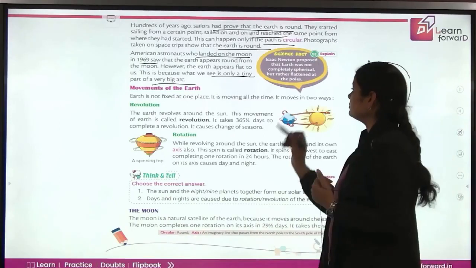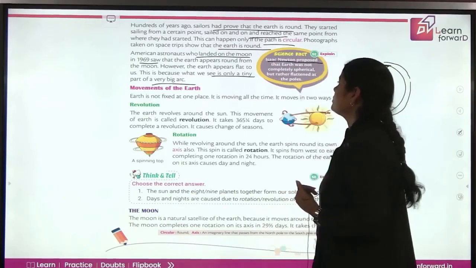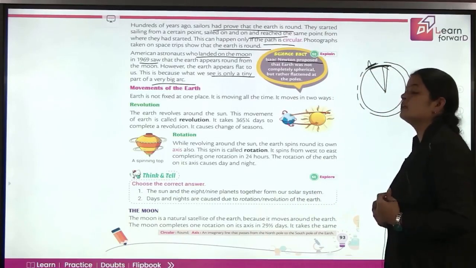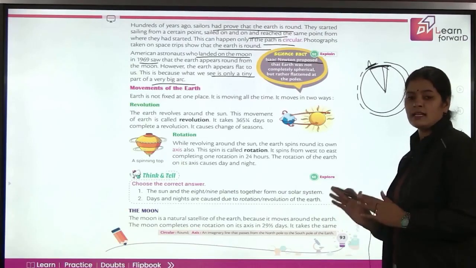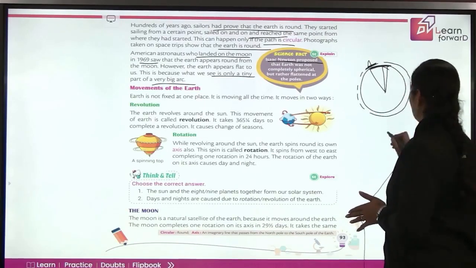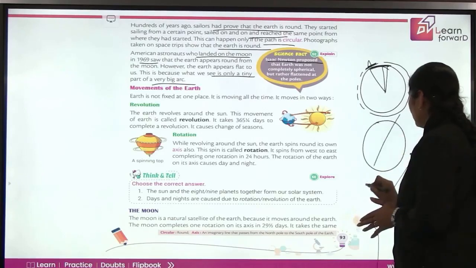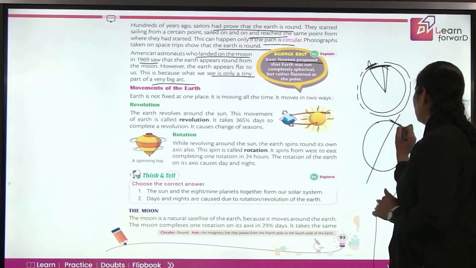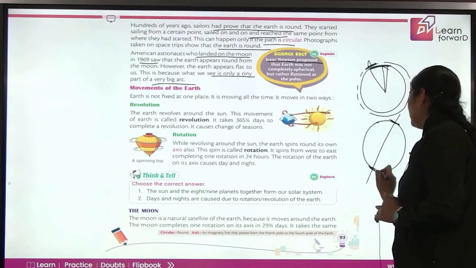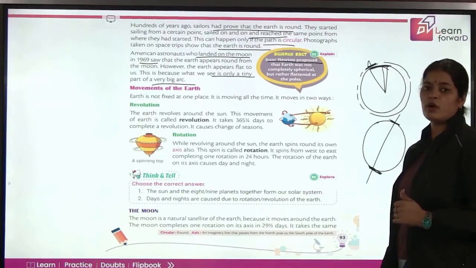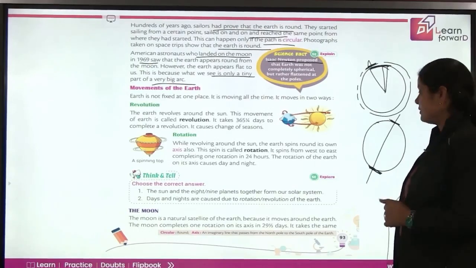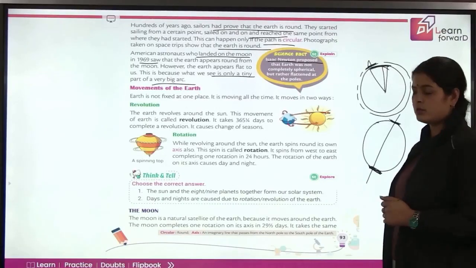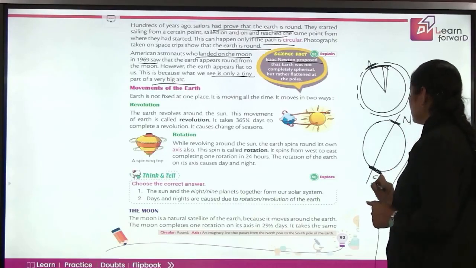Now Isaac Newton proposed that the earth is not completely spherical but rather flattened at the poles, and it is accepted nowadays also. We say that if this is earth and it is slightly tilted to one side, this part and this part are slightly flattened, and this shape is called a sphere that is slightly flattened from the poles. So this is the north pole and this is the south pole.